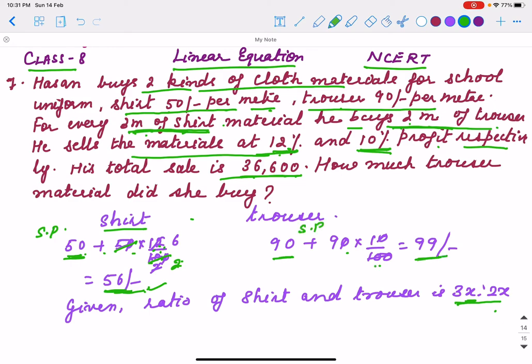It is 99 rupees. Now it is given that for every 3 meters of shirt material, there are 2 meters of trouser. That means if we take 300 meters of shirt, it is 200 meters of trouser. So this way, the ratio of shirt and trouser is 3x and 2x.